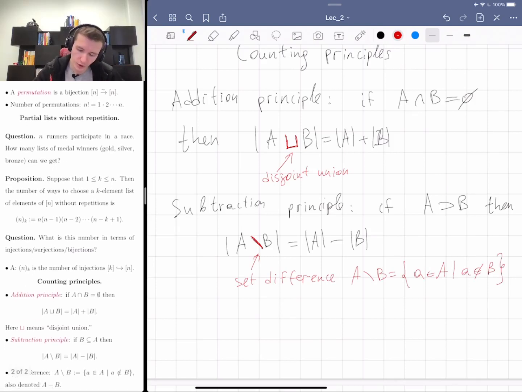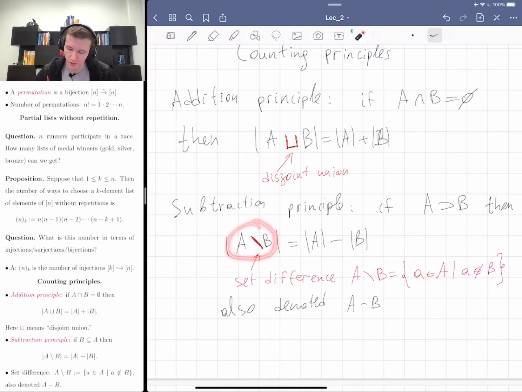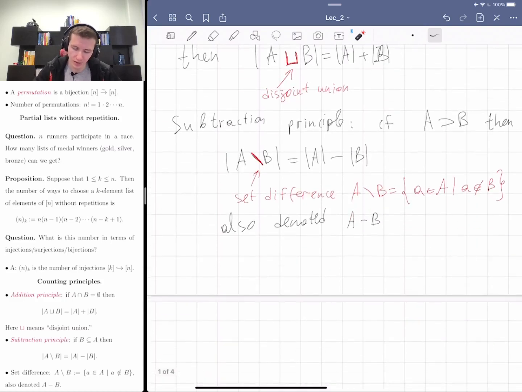And in the book you're going to see also denoted A minus B. So if you read math papers, most people use this notation, but some papers, especially in the more geometric sciences, use just A minus B. I think I'm going to stick to this one because I don't want it to be confused with the difference of numbers.